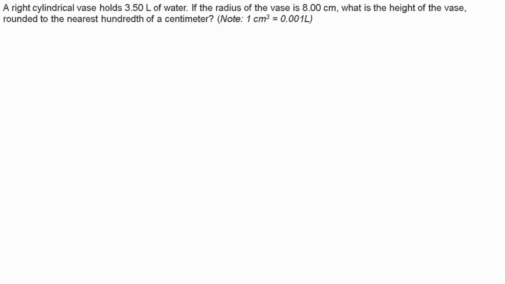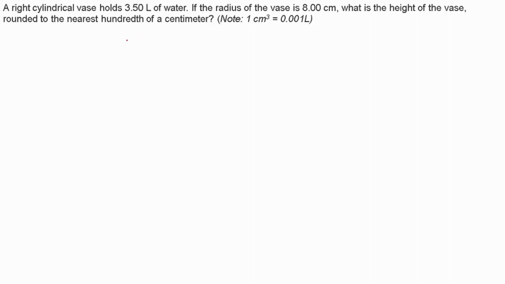Next up, it says a right cylindrical vase holds 350 liters of water. The radius of the vase is 0.8 centimeters. What is the height of the vase? Round to the nearest hundredth of a centimeter. So the thing is here, we're given something in liters and we're giving something in centimeters. So let's first convert this liters to centimeters cubed. And how are we going to do that?